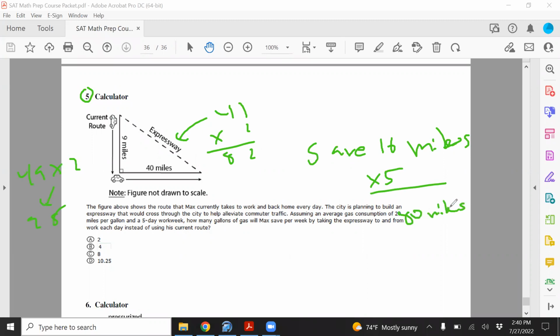This is why you pay a little more for the expressway, right? So 80 miles, and 20 miles per gallon. Sorry, 20 miles per gallon. So 80 miles means you need 4 gallons, right? You just use proportional reasoning. If 1 gallon gives you 20 miles, then 4 gallons gets you 80 miles, right?